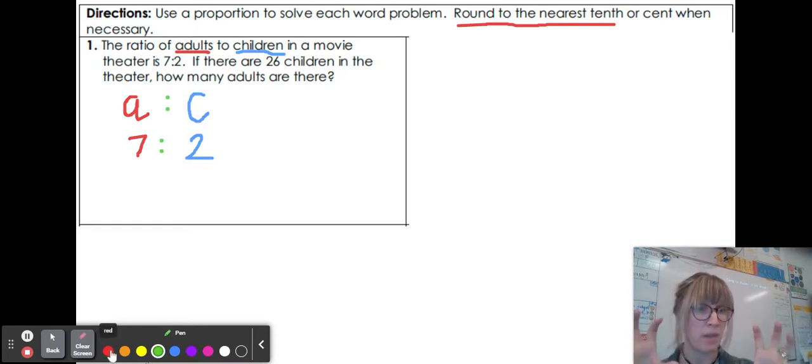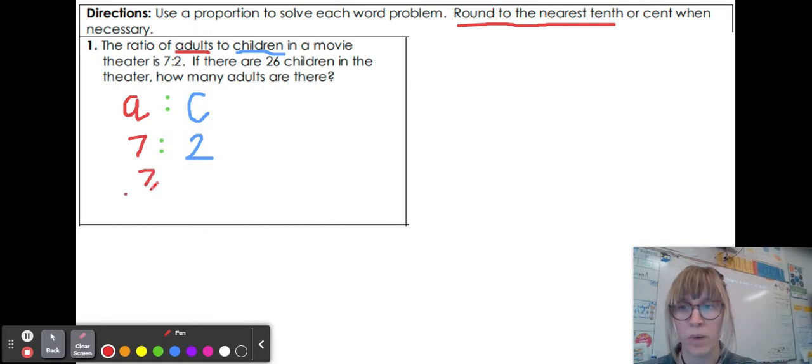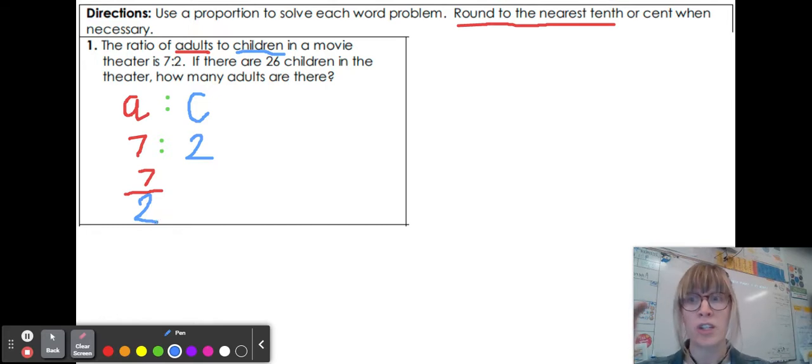We can write it in this format here. We can also write it in maybe a more familiar way, which would be as a fraction. So we could call it a 7 to 2 ratio of adults to children. So here's where the mystery comes in. So if we know that there are 26 children in the theater, we want to know how many adults are there, right? If it's proportional.